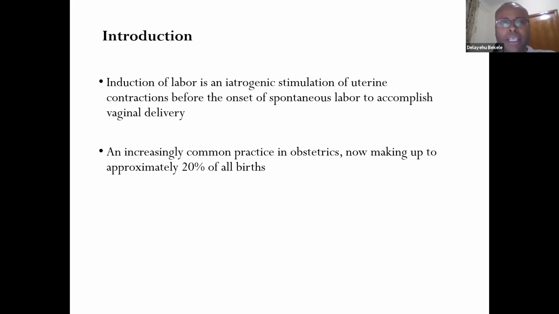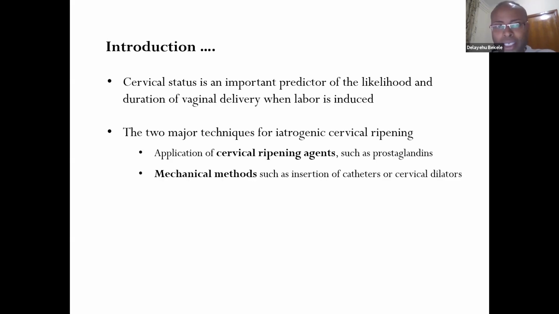So to start with a brief introductory remark, induction of labor, as you all know, is an iatrogenic stimulation of the uterine contraction before the onset of spontaneous labor to accomplish vaginal delivery, and it's becoming an increasingly common practice in some centers, contributing for approximately 20% of all births. Cervical status is an important predictor of the likelihood of the duration of labor required before vaginal delivery in induction of labor, and also the success of vaginal delivery.